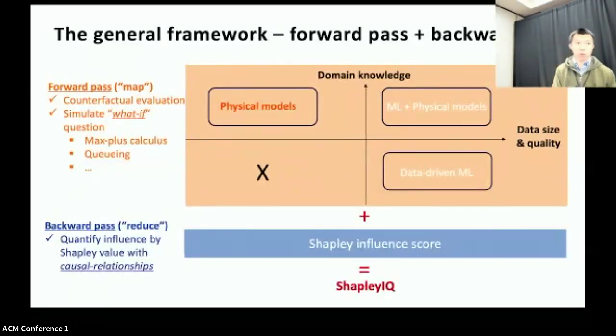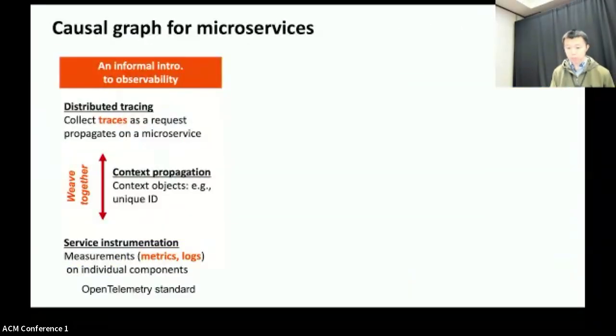It simply has 3 passes. The first pass is called the forward pass. That is the counterfactual evaluation. And the second pass is called the backward pass that does the quantification of influence using the so-called Shapley values. If it is not clear now, don't worry, I will explain the details.